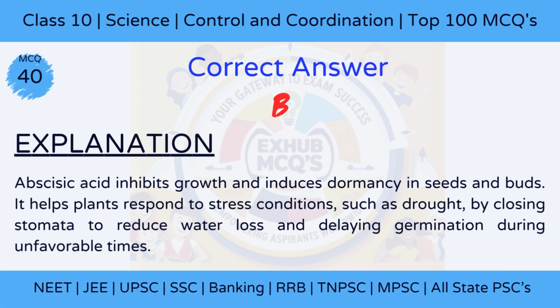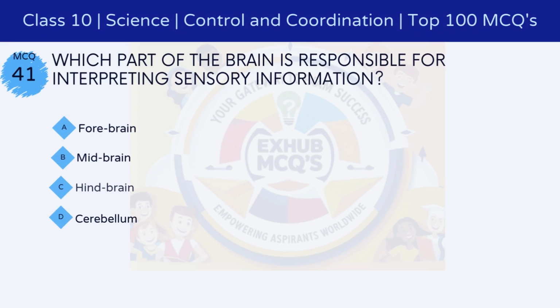The correct answer is option B, inhibits growth. Abscisic acid inhibits growth and induces dormancy in seeds and buds. It helps plants respond to stress conditions, such as drought, by closing stomata to reduce water loss and delaying germination during unfavorable times.